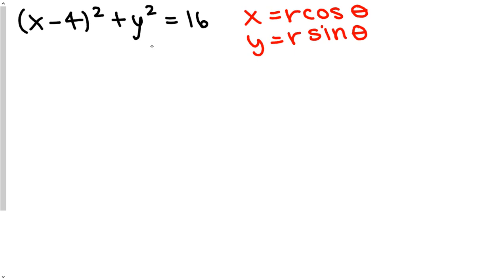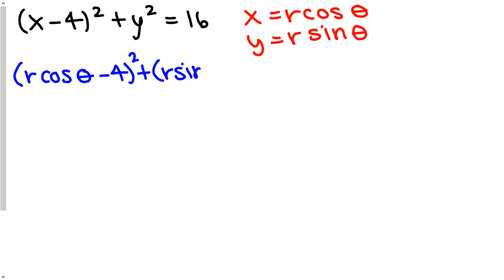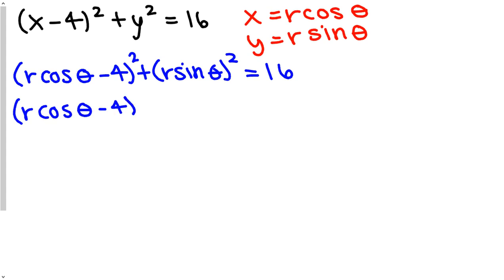Then I'm going to take those and plug them into my equation. So I'm going to substitute this x for r cos θ, plus, and I'm going to substitute this y for r sin θ. Once I've done this, we have to actually multiply this out. So (r cos θ − 4)², we actually have to physically distribute or FOIL it out, because it is a binomial.